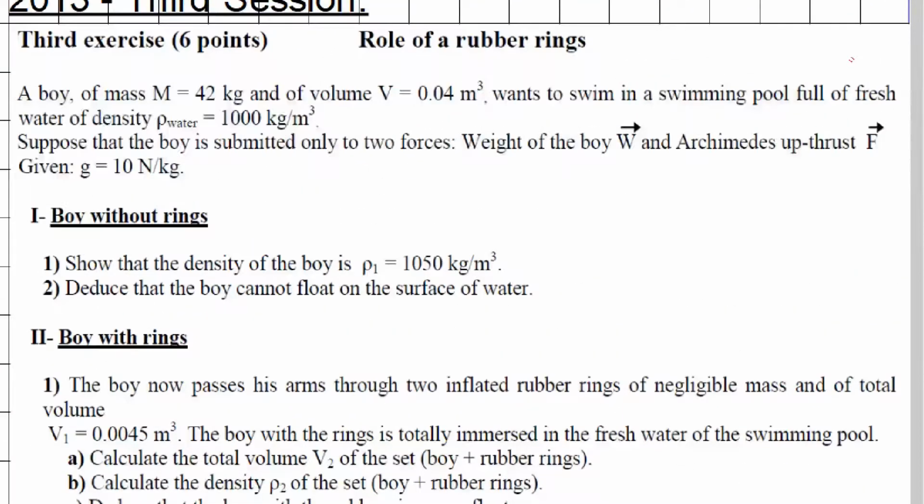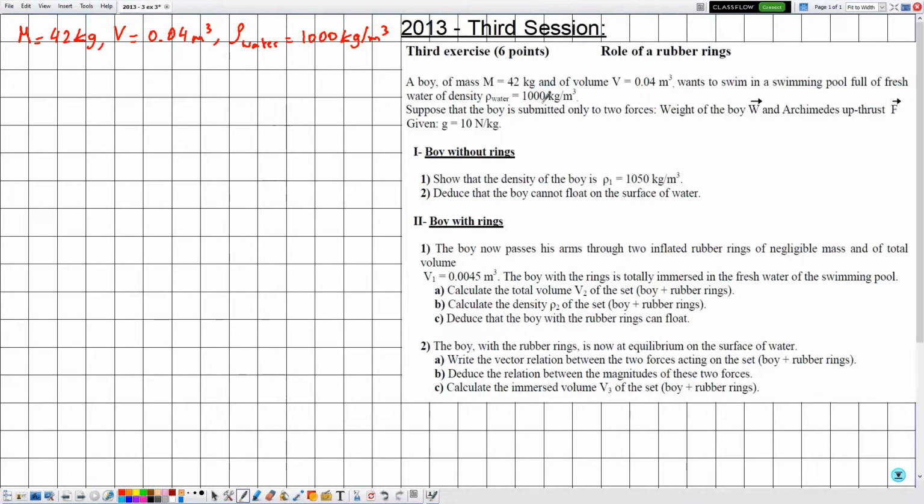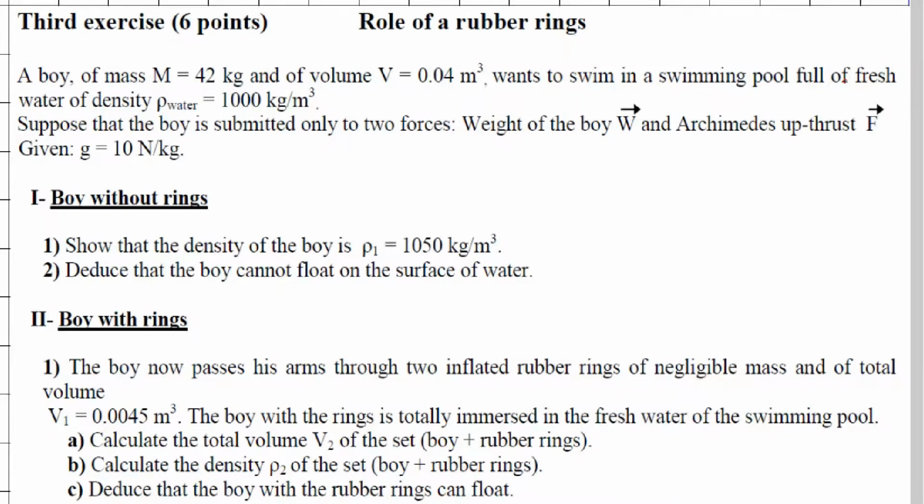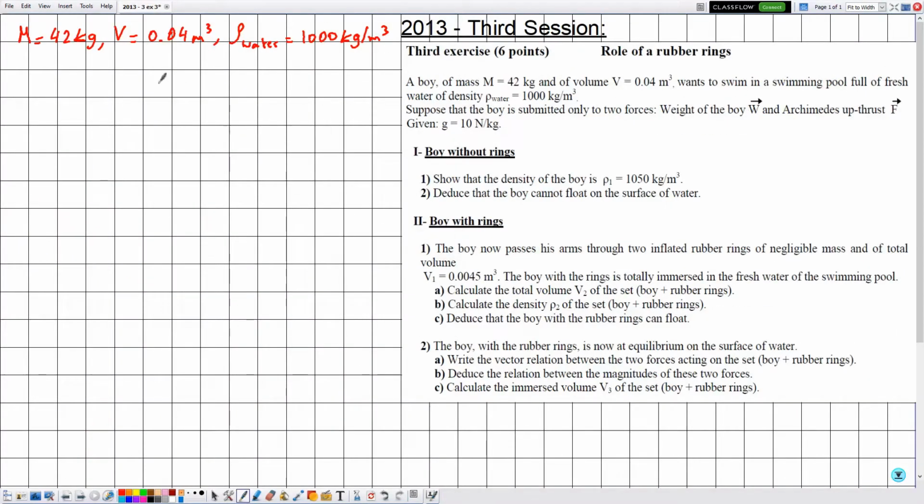So the boy is of mass 42 kilograms and his volume is given by 0.04 meter cube. Wants to swim in the pool having water of density 1000 kilogram per meter cube. Suppose that the boy is submitted only to two forces, weight of the boy W vector and Archimedes upthrust F vector, given that g is equal to 10 newtons per kilogram, which means that we are on the surface of Earth.